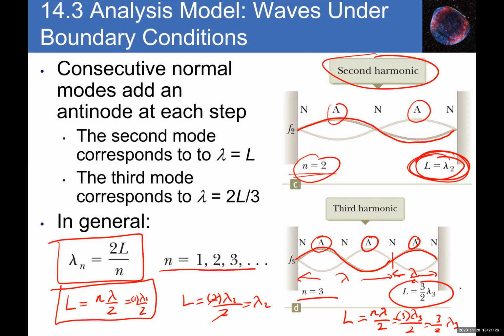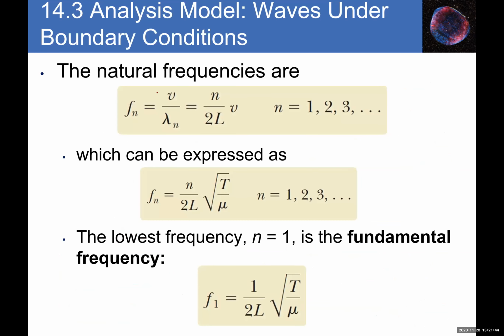Again, the first harmonic is the fundamental frequency. There's a fundamental, then we get the second harmonic, and a third harmonic, fourth, fifth, and so on and so forth. That means the number of the harmonic represents the mode number, or the number of antinodes.